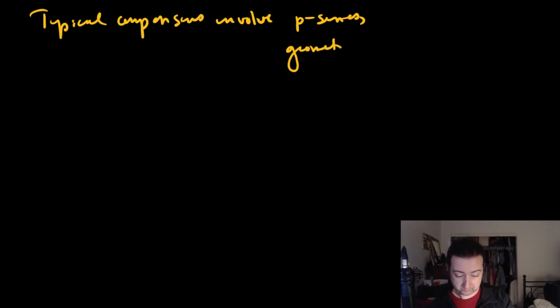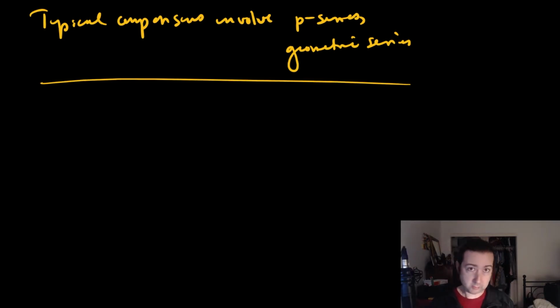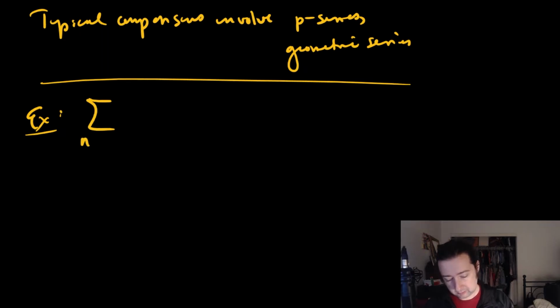So typical comparisons involve p-series and geometric series, because we know when those series converge and diverge. So let's look at a couple of quick examples. So one typical sort of thing would be to look at a series like this. So say that we had n over n to the fourth plus 1.